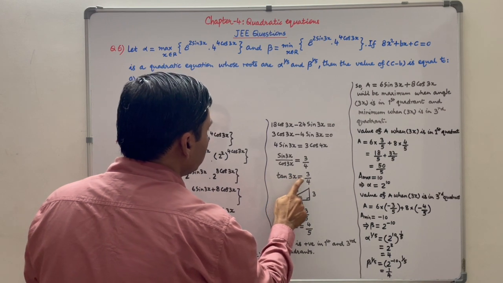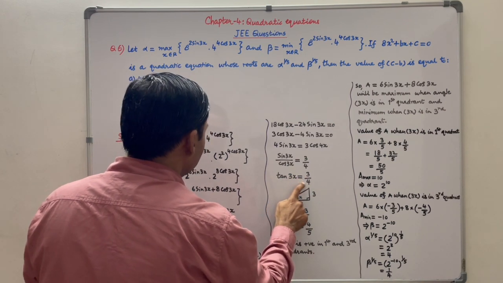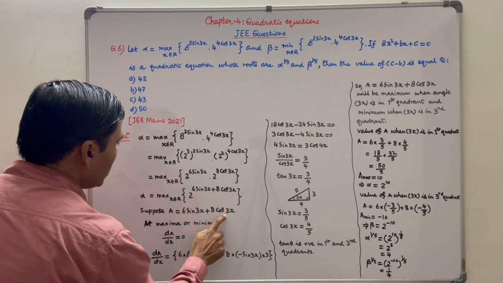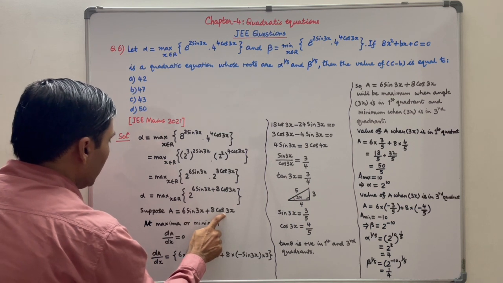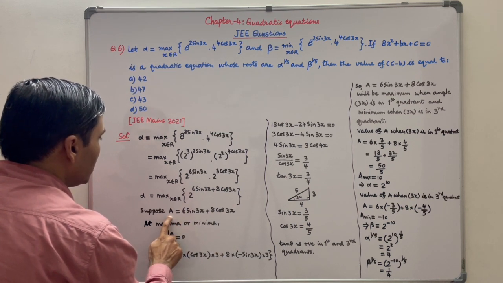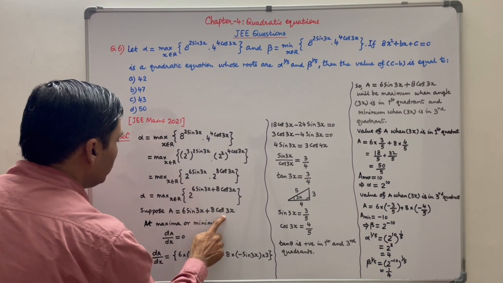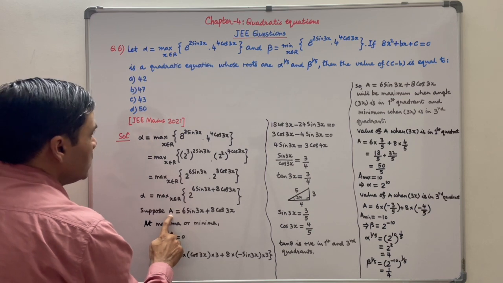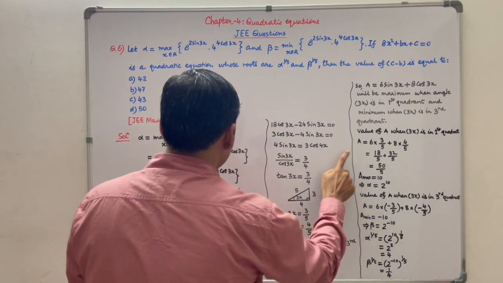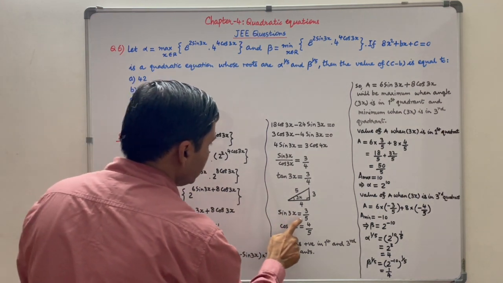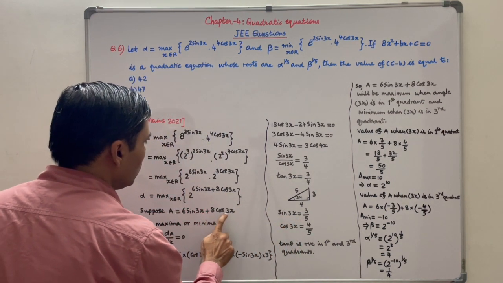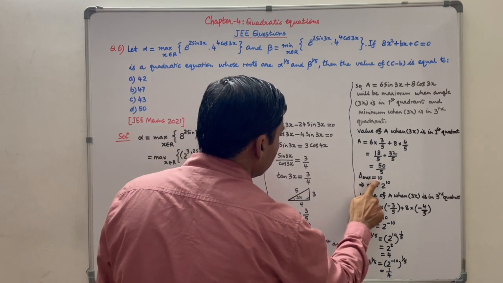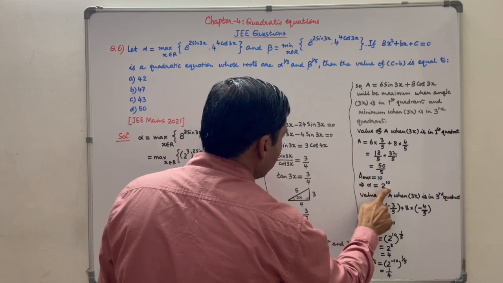Tan theta is positive in first and third quadrants. So A will be maximum in the first quadrant where sin theta and cos theta both will be positive, and A will be minimum in the third quadrant where sin theta and cos theta both will be negative. So let us find the maximum and minimum values of A. A maximum will be equal to 6 into sin 3x, that is plus 3/5, plus 8 into cos 3x, that is plus 4/5. So A maximum will be equal to 10. So alpha is equal to 2^10.